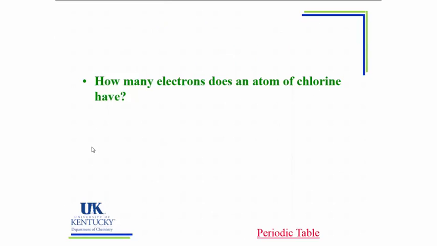Okay? Now, if we have an atom of chlorine, an atom has no charge. So if in the nucleus it has 17 protons, and we know it has 20 neutrons, how would we determine how many electrons it has? Well, it has to have the same number of negatively charged electrons as it has protons. That's the only way you could make it neutral.